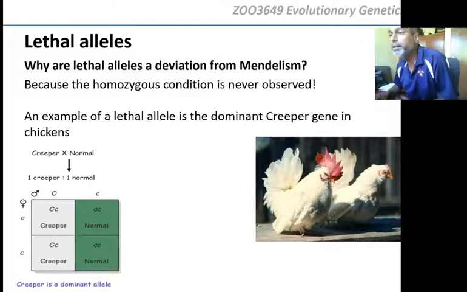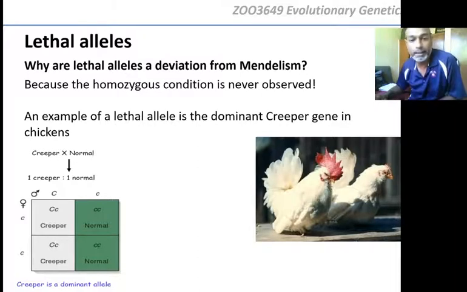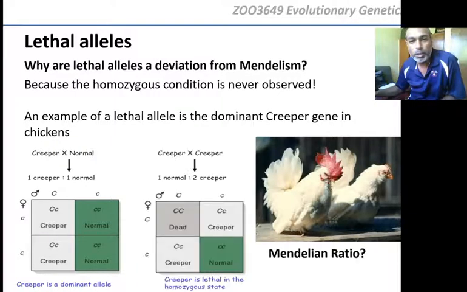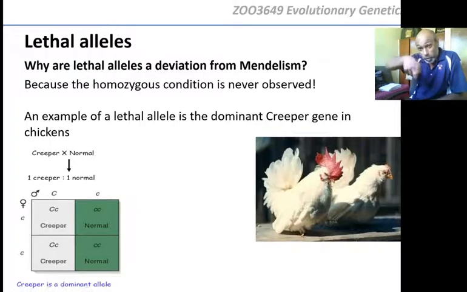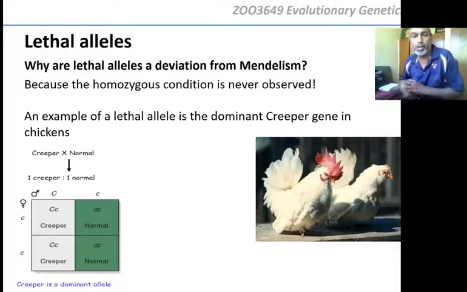Okay, so let's look at this example of a lethal allele that is dominant. It's a dominant lethal allele, okay? So how does a dominant lethal allele work? You see here, you have what you call the creeper gene, a creeper gene in chickens, right? So if you have a creeper chicken, they look like this. You see where my mouse is here? Normally chickens have feet. These ones, they don't have feet. Their feet are messed up, so they can only creep like this along the ground.